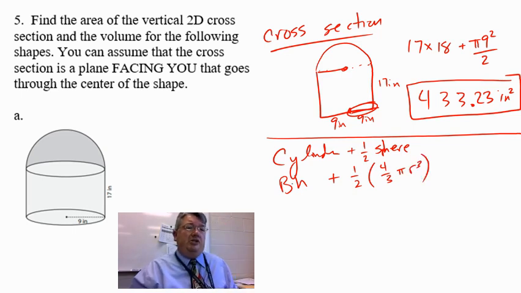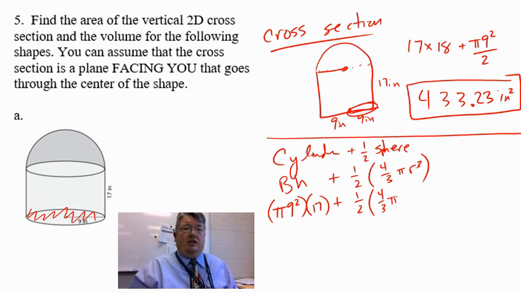Okay, so the base area of the cylinder is that circle right here. And the circle has an area of pi r squared. So pi times 9 squared, okay, times the height, which is 17, plus 1/2 times 4/3 pi times r cubed. And the radius of that sphere is the same as the radius of the cylinder. It's just times 9 cubed.